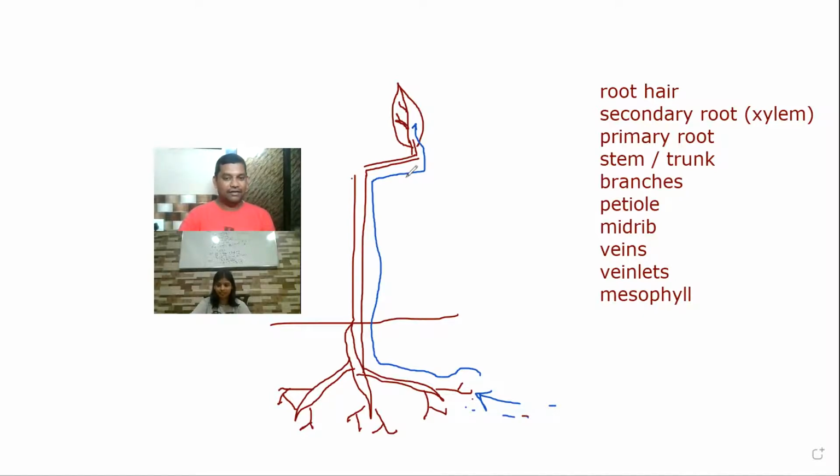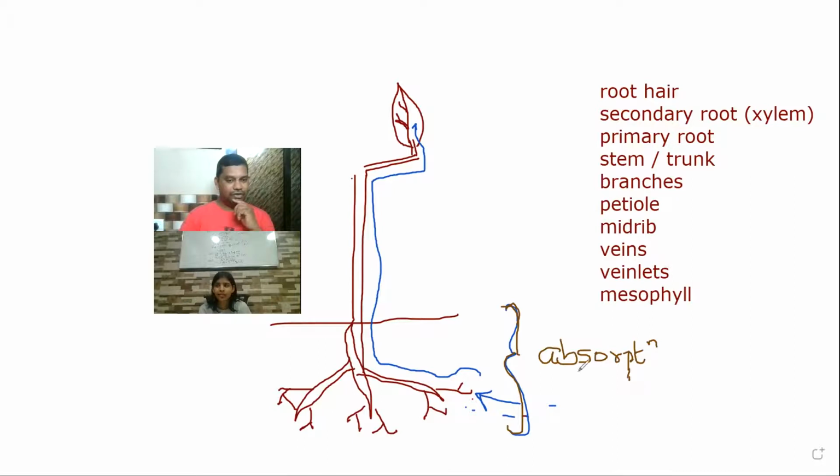Ultimately this entire thing is divided into three main processes. Below the soil, whatever is happening, the root hair is taking up the water into the system and putting it all the way to the main root. We call it absorption.